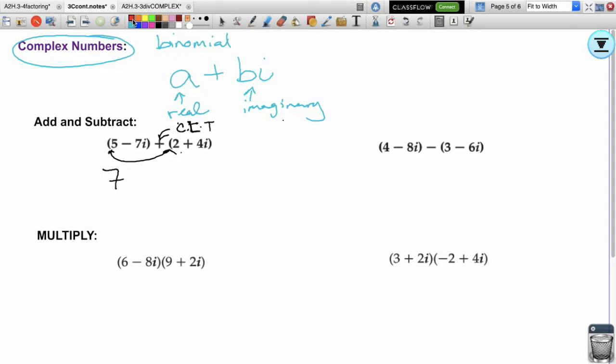Now we're going to look over here. This is an i term, right? And this is another i term. We're not multiplying, we're just adding them. So what is negative 7 and positive 4 together? Negative 3 i's. That's it.